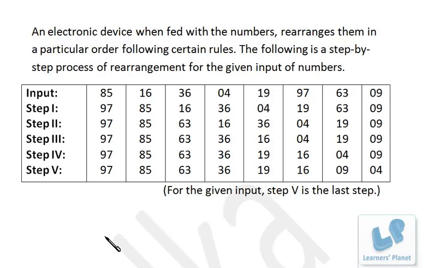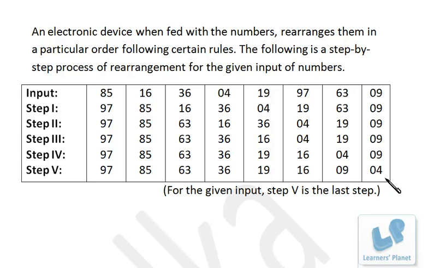Now friends, to start with, let's take a simple problem. An electronic device which, when fed with numbers, rearranges them in a particular order following certain rules. The following is a step-by-step process of rearrangement for the given input of numbers. Input is this: 85, 16, 36, 4, 19, 97, 63, 09. Step 1, 97 has come at the first place. Then 85, and the remaining numbers remain the same at their positions. Then third step, 85 is there, 63 is there. That means at the last step, if you can judge, the numbers are finally arranged in descending order, right?